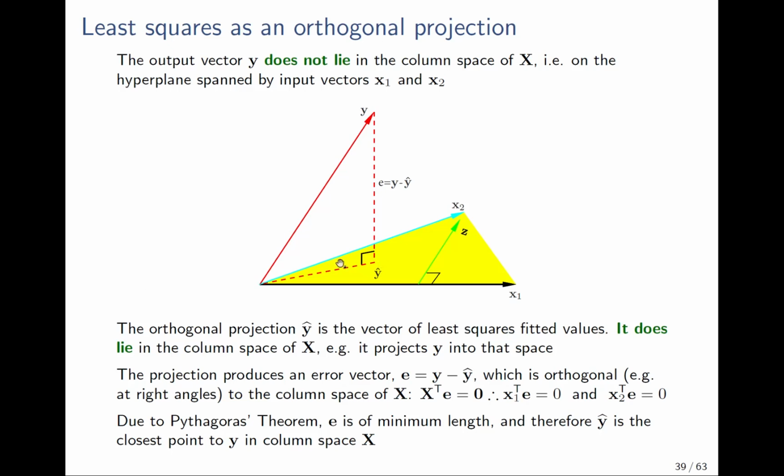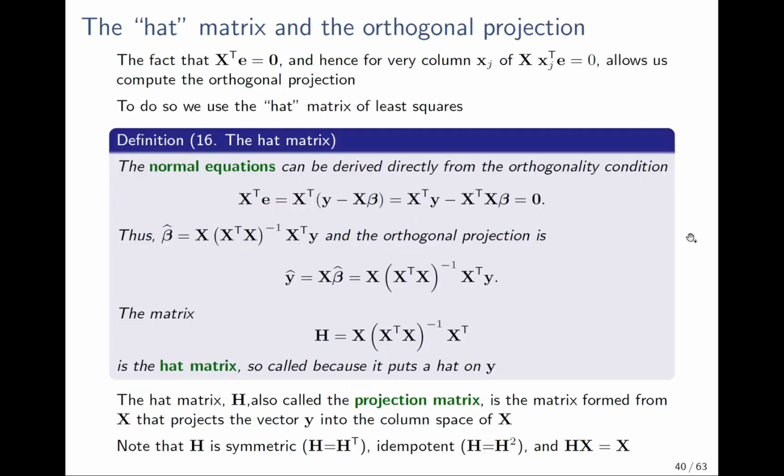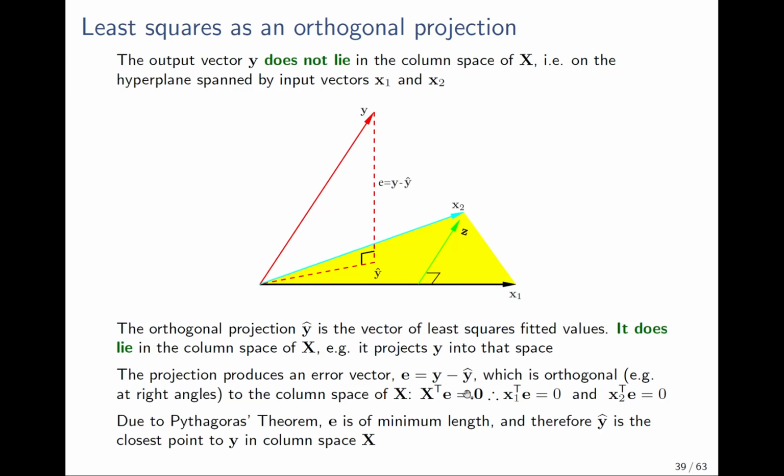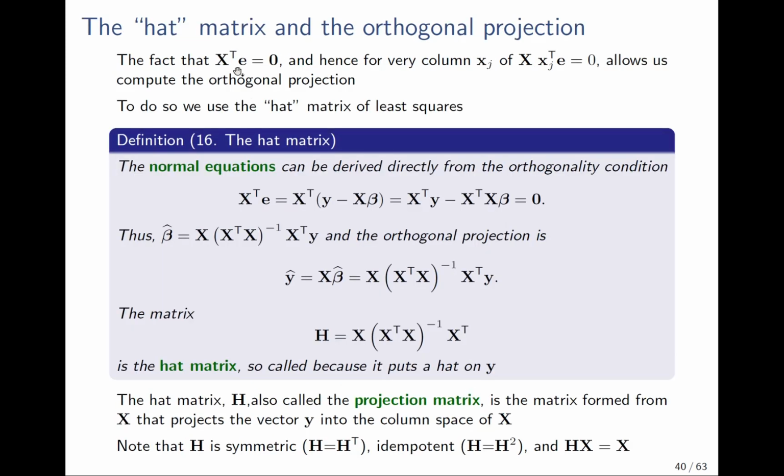So the question is, how can we compute the projection that gets us into the column space of x? How does that work? Well, in order to do that, we're simply going to use this condition here, that it has to be an orthogonal projection. So the fact that x transpose e equals 0, and therefore for every column of x, x transpose e equals 0, allows us to compute the orthogonal projection. And in doing so, we're going to define this hat matrix of least squares. So the first point I want you to note, and this is a nice point to note, is that without any calculus, simply from this orthogonality condition, we're going to be able to arrive at the normal equations.